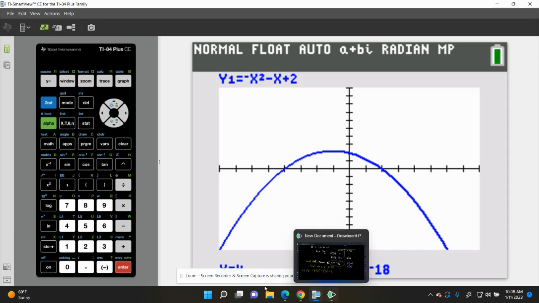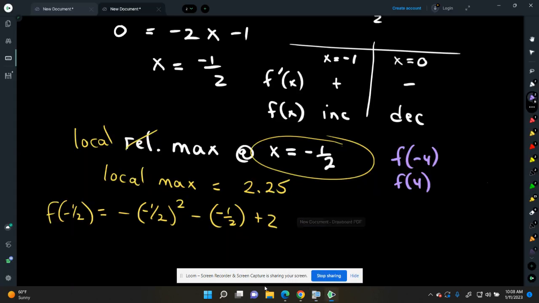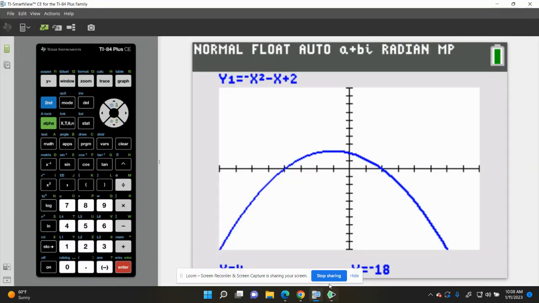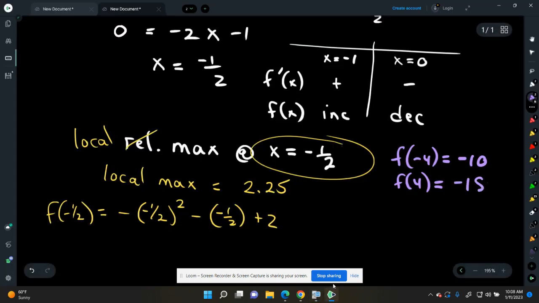And f of 4 is going to be -8. Oh, it's because it's not symmetric. So this is -10. This is, was it positive or negative? Negative, thank you, -18. They are both smaller than 2.25. So I have a relative or local maximum at 2.25.